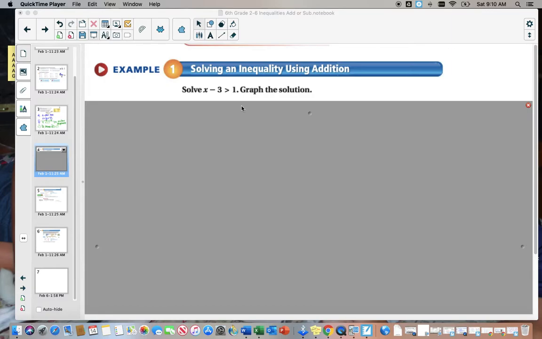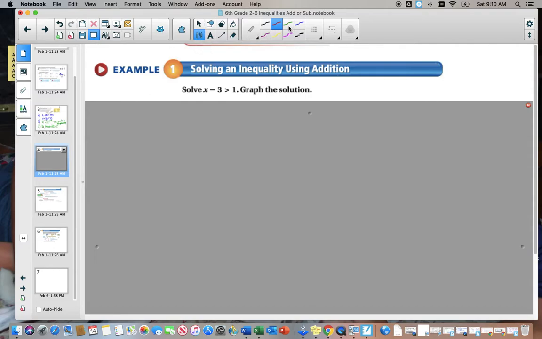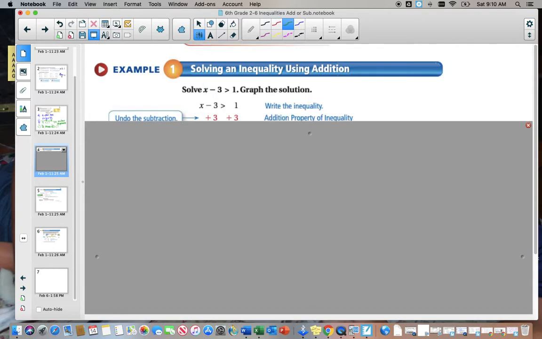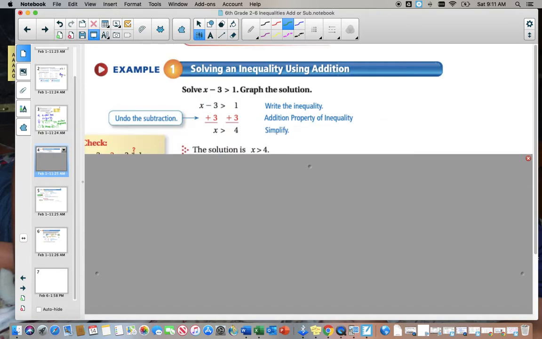Good morning, class. Today we're going to continue our work with inverse operations, but now we're going to use inequalities. So notice here that we're using the greater than symbol. We're going to do the same thing. We look at this. What's the inverse of subtracting 3? That's right, adding 3. So we're going to add 3 to both sides. So then from there, you get x is greater than 4.